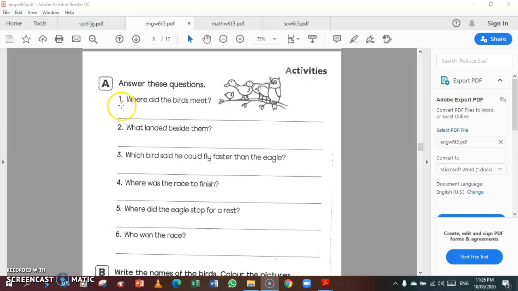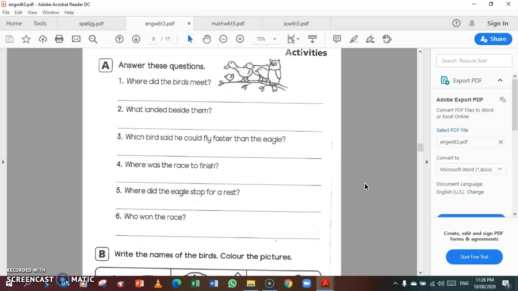Today is Tuesday, so we will be looking at our questions. Question 1. Where did the birds meet? 2. What landed beside them? 3. Which bird said he could fly faster than the eagle? 4. Where was the race to finish? 5. Where did the eagle stop for a rest? 6. Who won the race?